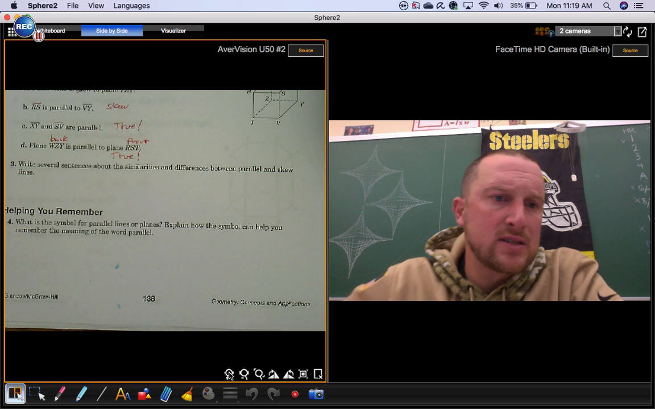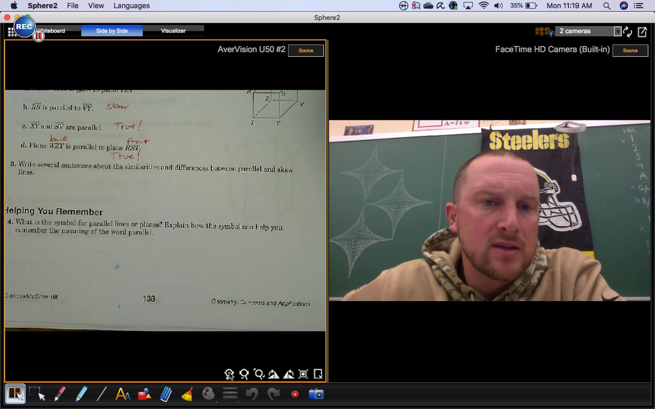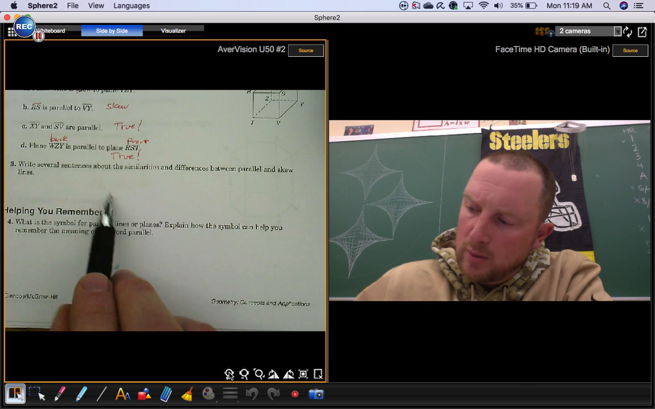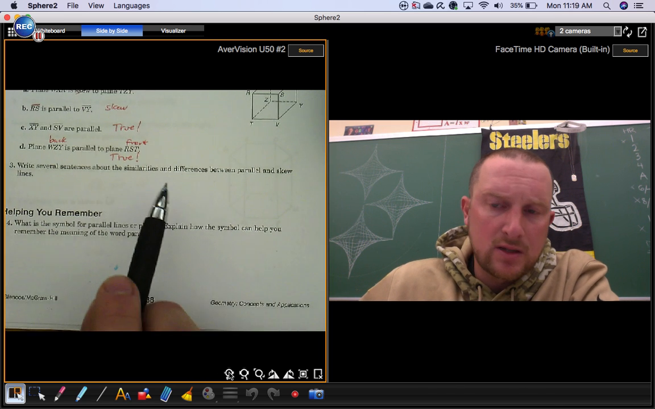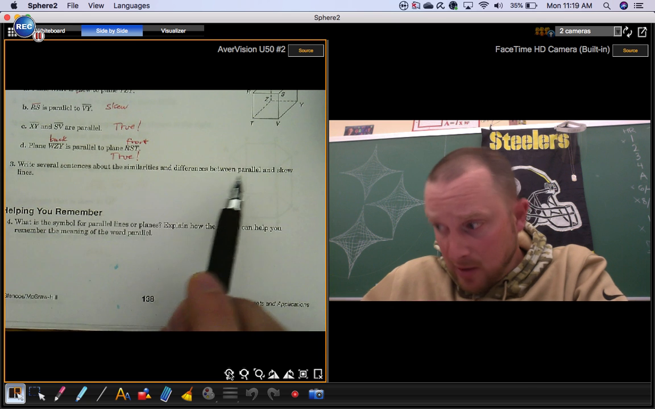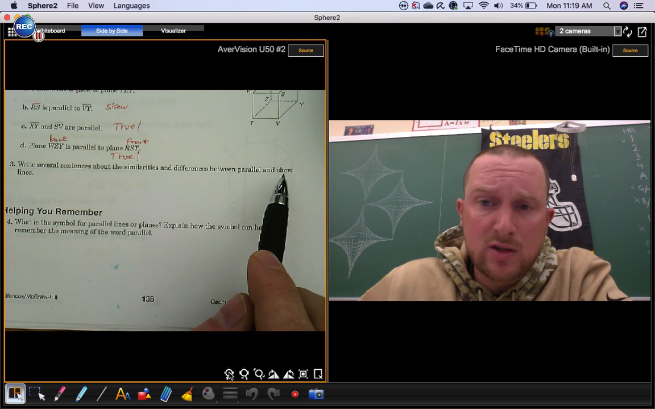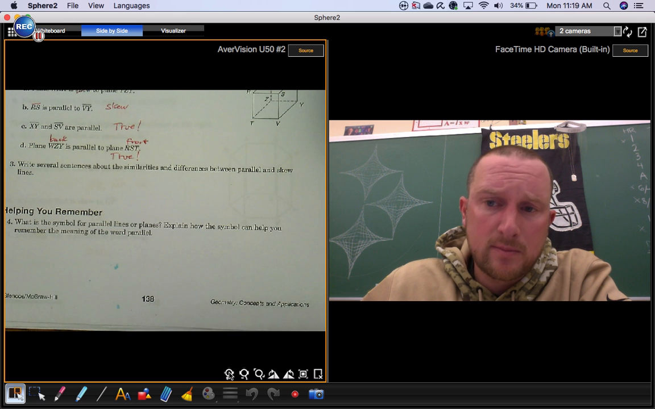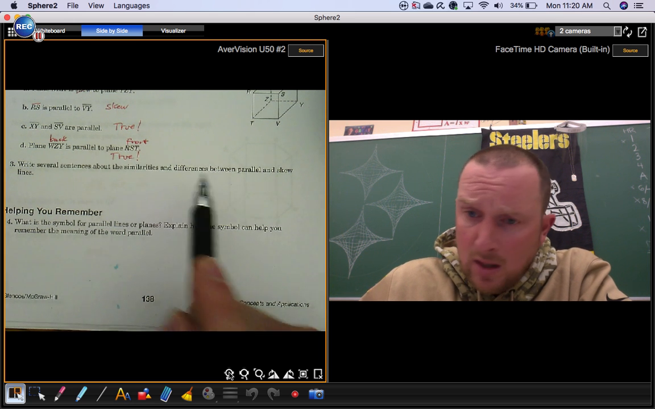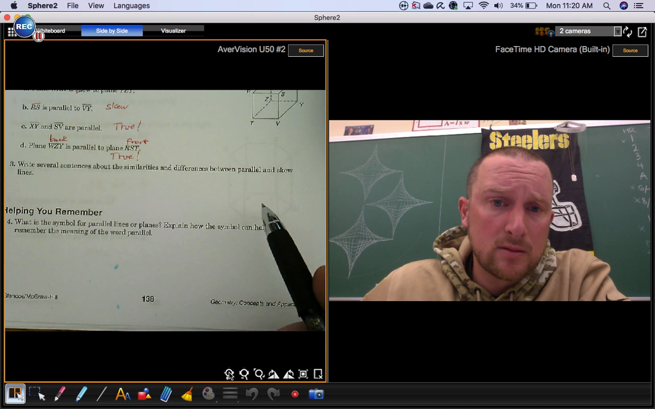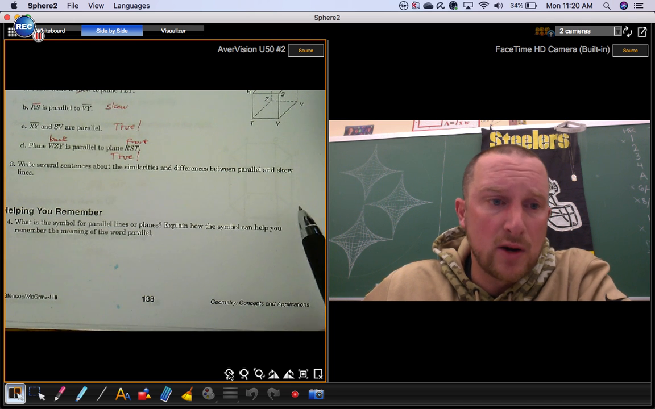Number 3, write several sentences about the similarities and differences between parallel and skew lines. Well, we'll talk about the differences and you guys can write the several sentences. The similarities would be parallel and skew lines. Parallel lines don't touch. Skew lines don't touch. The differences would be parallel lines are in the same plane. Skew lines are not in the same plane.